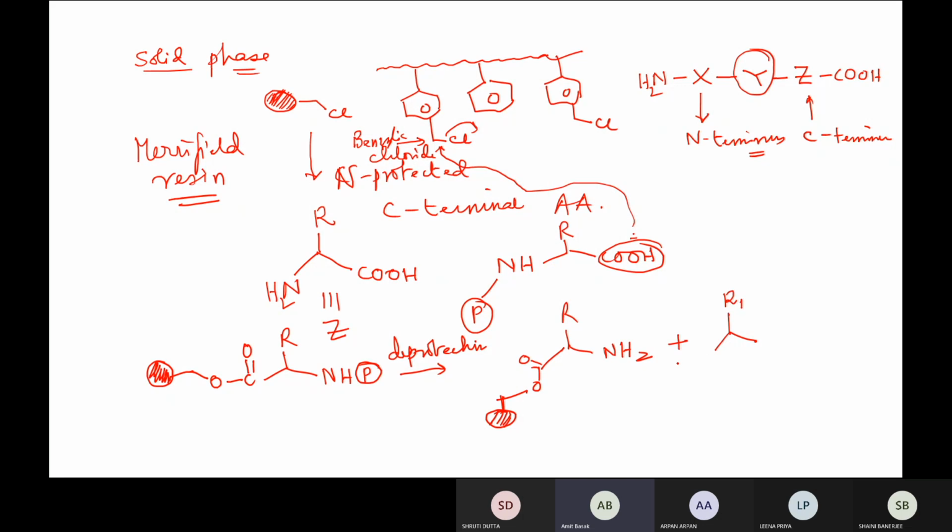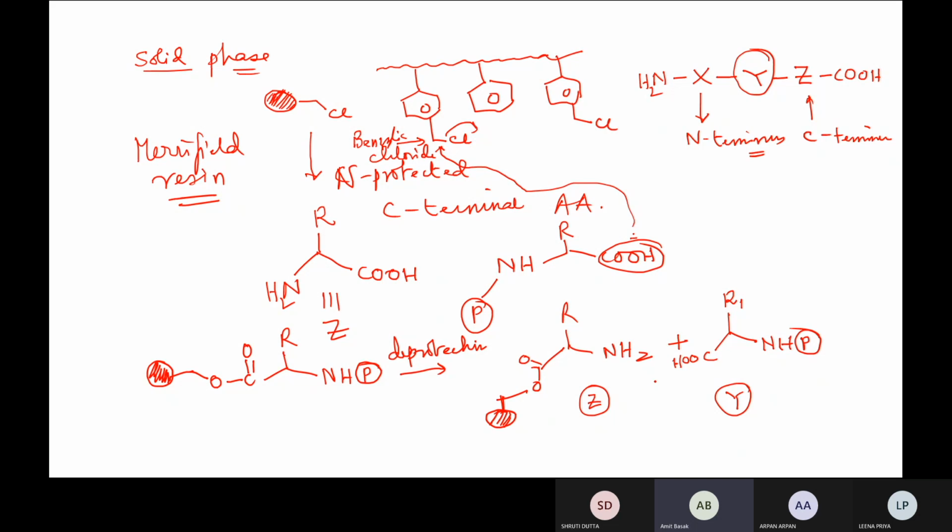Which one should be free when you add the second one? So this is your Z amino acid, this is your Y amino acid. I am putting R1 here. So naturally it should have CO2H free. So you have to couple these two, and this one should be protected. Again, you should have an NH protected amino acid. Okay.